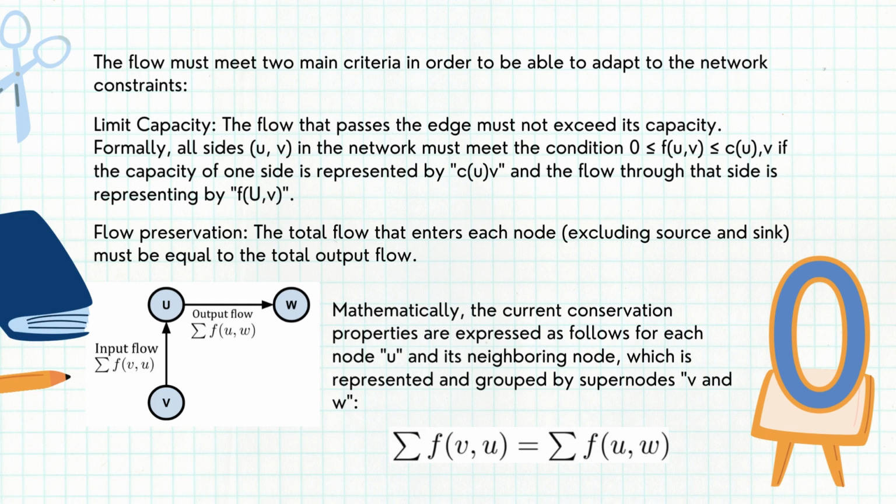Mathematically, the flow conservation property is expressed as follows for each node U and its neighboring nodes, which are represented and grouped by the nodes V and W. Finally, note the possibility that the flows f(u,v) and f(v,u) lie side by side between two nodes U and V. Then the decrease of f(u,v) is equal to the increase of f(v,u) because of its opposite direction.